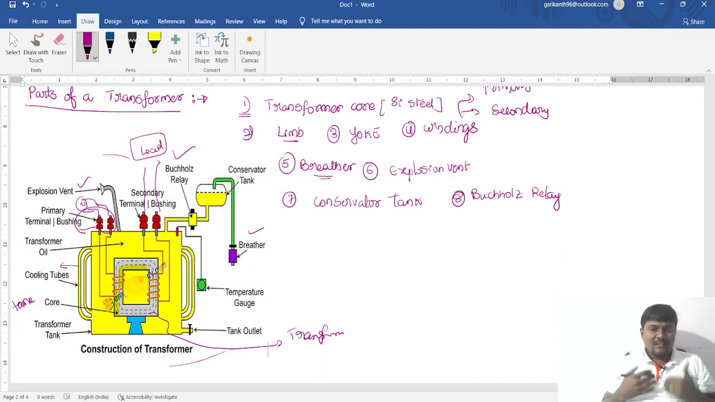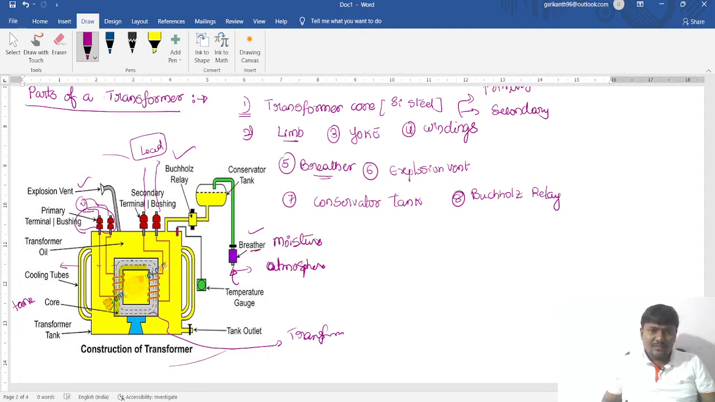And breather, just like we are breathing, taking air in and leaving air out. Similarly, if you go for the small transformers, the tank is not filled with oil. So the tank is not filled with oil. Then the tank is connected to atmosphere. It will take air from the atmosphere, which extracts the moisture.